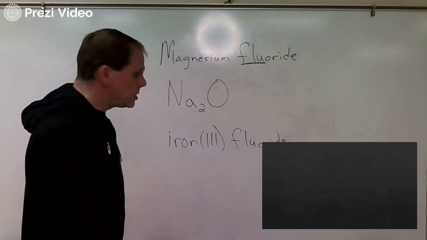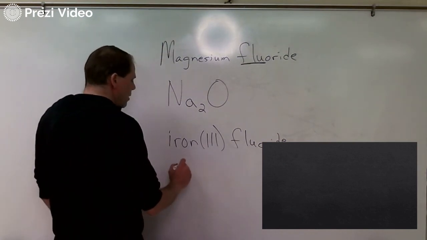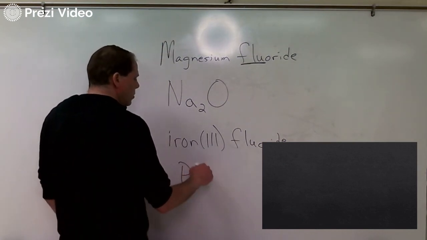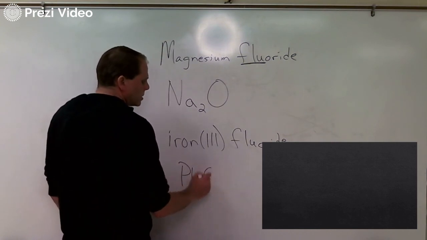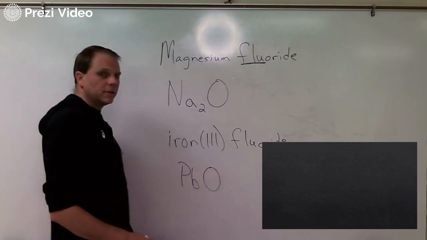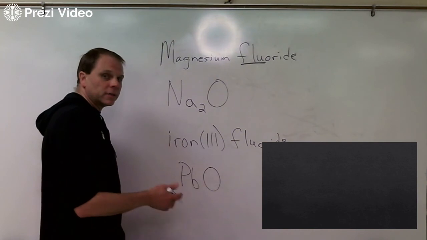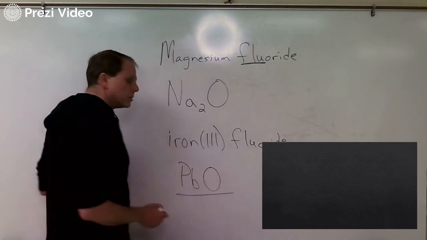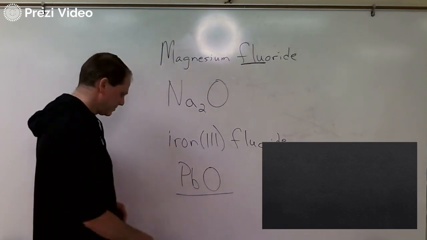Chemical formula for lead-2 oxide. We'd have lead. We know that it has a 2 on it, and oxygen also has a 2. So if you crisscross and reduce, it's Pb2O2, reduce it down, and it's PbO. So there's lead-2 oxide. Did you get them right?